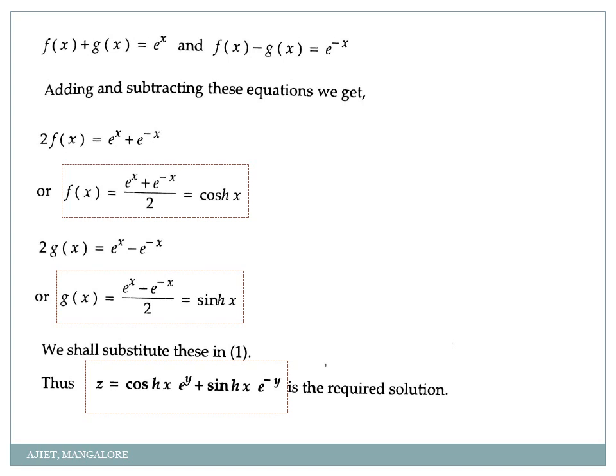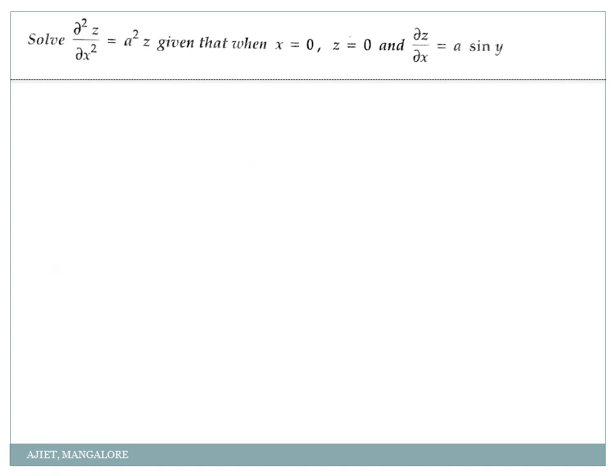Clear with my next problem, second problem? Okay. Now I'll go for the next problem. Dou square z by dou x square is equal to a square z, given that when x is 0, z is 0 and dou z by dou x is equal to a into sine y. Okay. So first what to do? Which is a variable and constant?